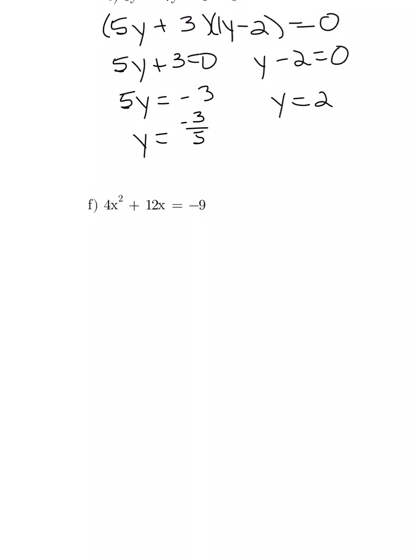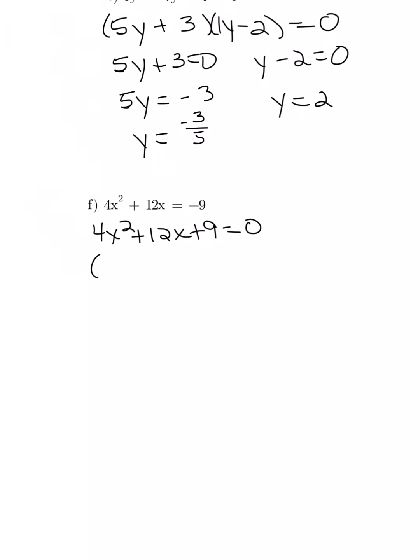What's different about this equation is that it's not equal to 0. Notice that our squared and x to the first terms are both on the same side already. So we're going to move that 9 by adding 9 to both sides and get 4x squared plus 12x plus 9 equals 0. Now we need to factor this.